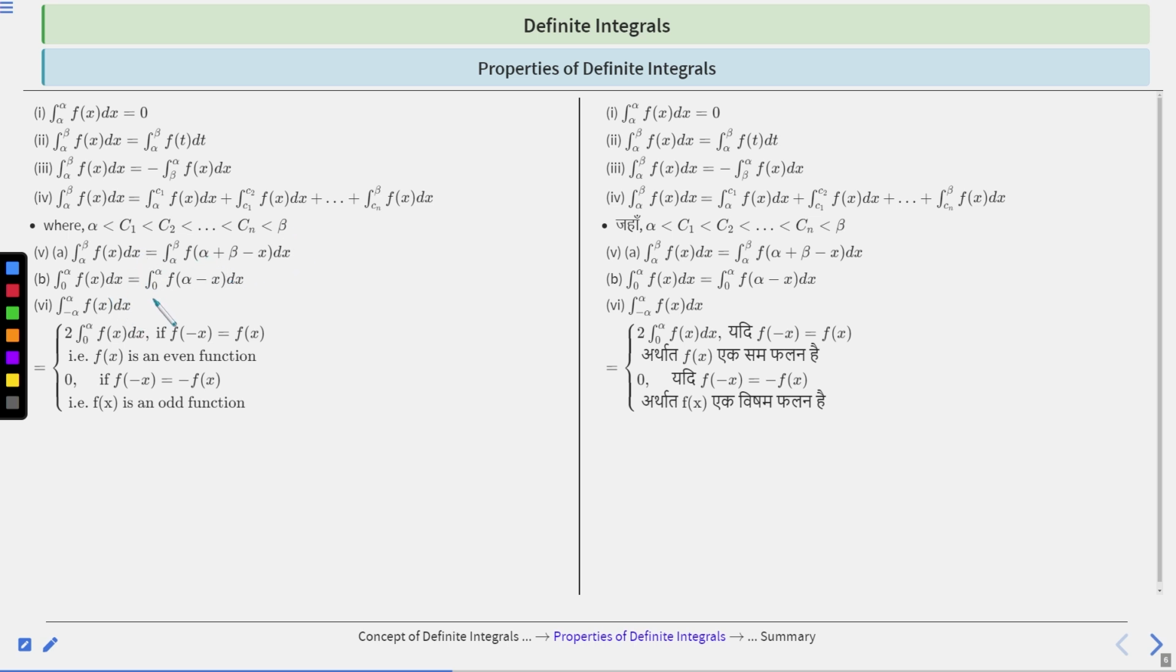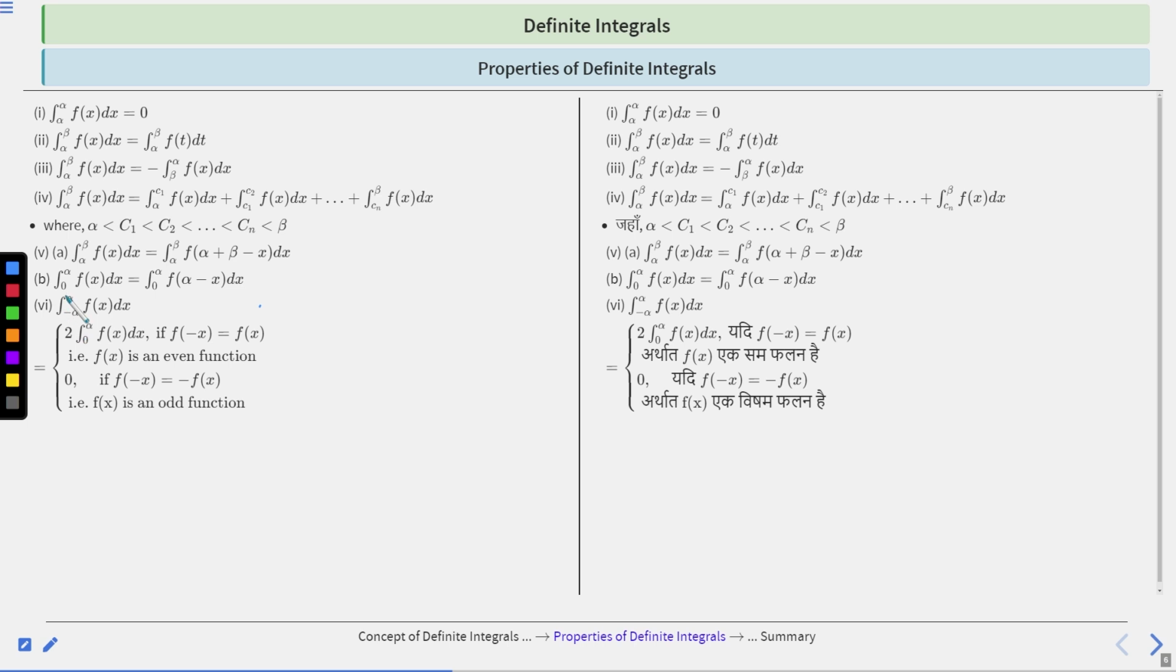Property 5, part A: integration of alpha to beta f(x) dx is equal to integration of alpha to beta f(alpha plus beta minus x) dx. Part B: integration of 0 to alpha f(x) dx is equal to integration of 0 to alpha f(alpha minus x) dx. Clear?